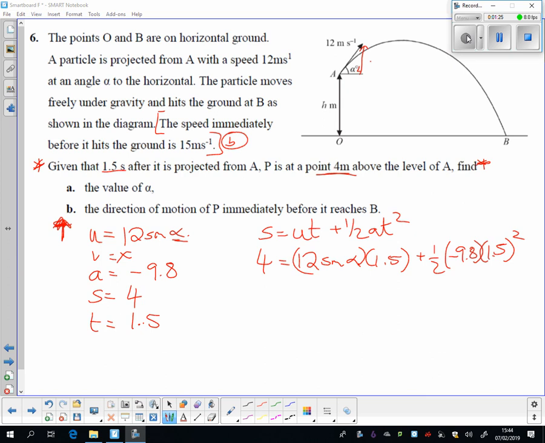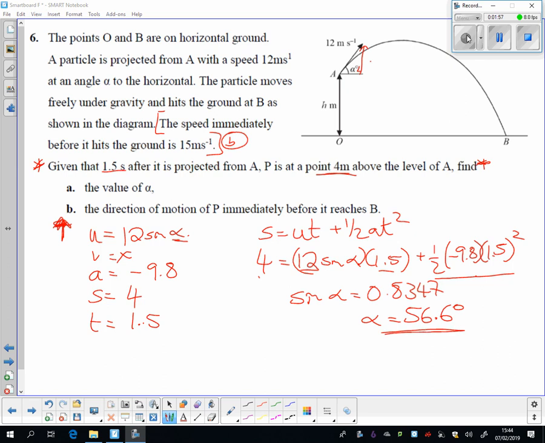Now, just rearranging that, I'm going to add this to both sides, so I'm going to get 4 plus all of that, and then I'm going to divide by the 12 times 1.5, so dividing by 18 there. I'm going to find out what the sine alpha is equal to, and tapping that into the calculator gives you that sine alpha is equal to 0.8347, and if you inverse sine that, you get 56.6 degrees.